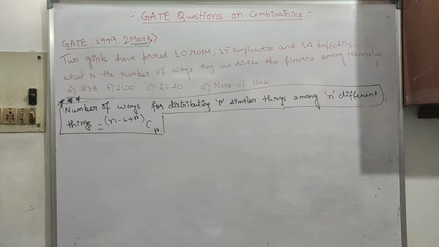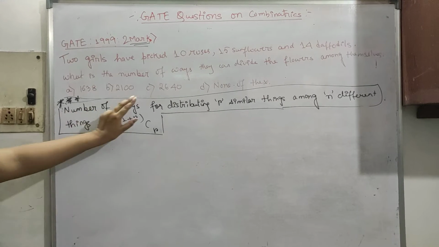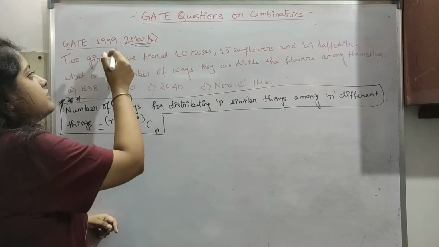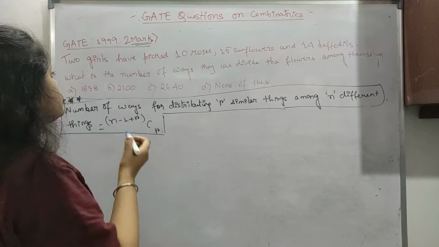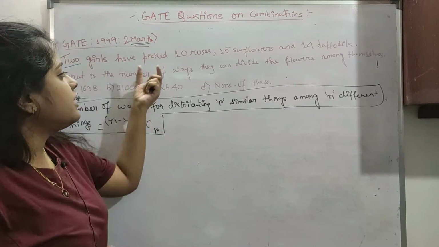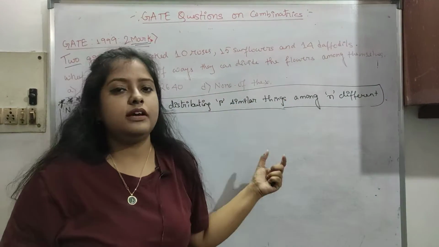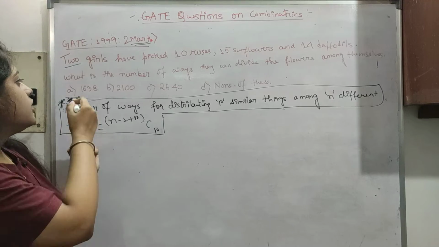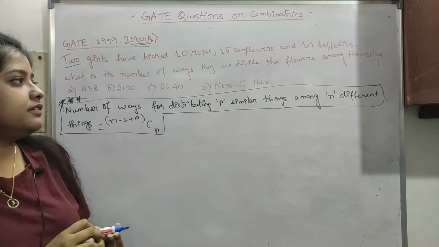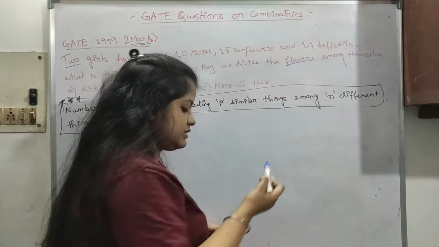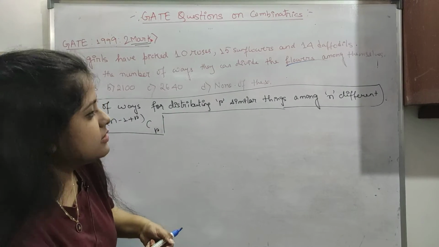Now let's see this question. Don't look at this part now; let's see the question first. It was asked in 1999, a 2 marks question. 2 girls have picked 10 roses, 15 sunflowers and 14 daffodils. All these are flowers. What is the number of ways they can divide the flowers among themselves? This is a pretty interesting question.